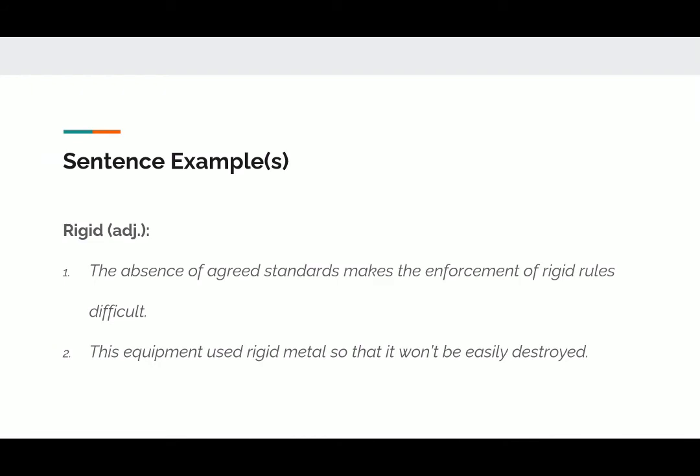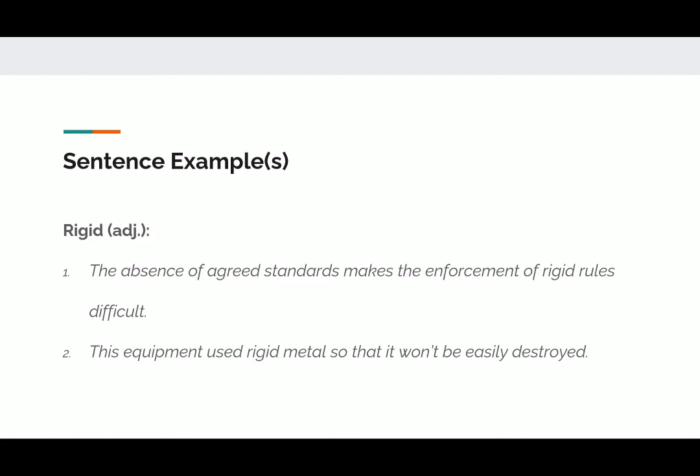So there are two sentence examples of the adjective rigid. The first is, the absence of agreed standards makes the enforcement of rigid rules difficult. So actually, those rules are not able to be changed. So the absence of the standards make the enforcement of those rules difficult.